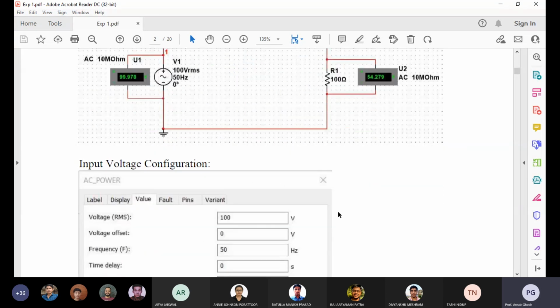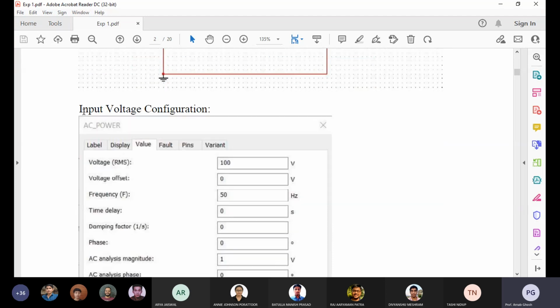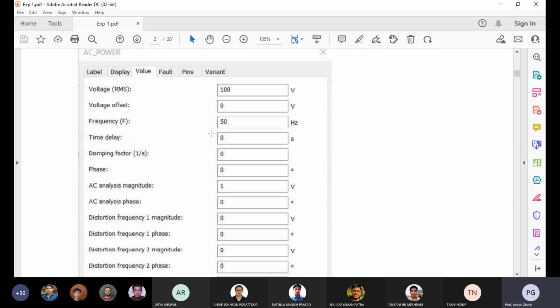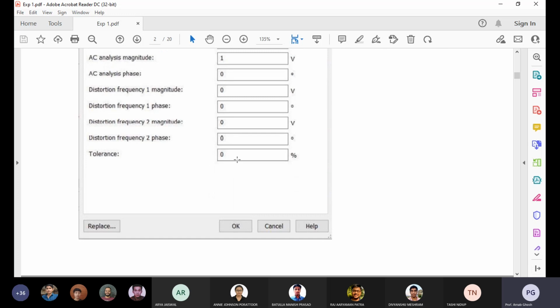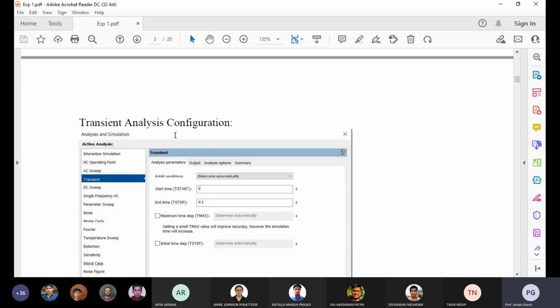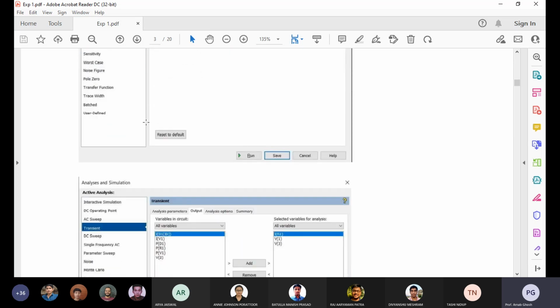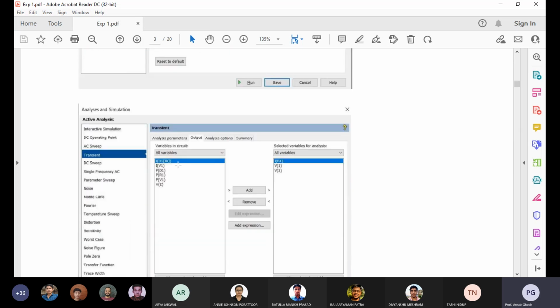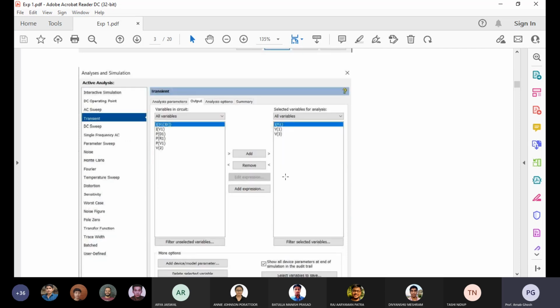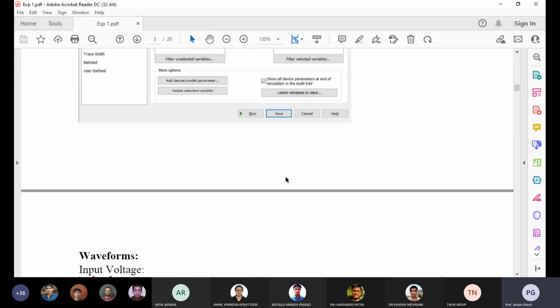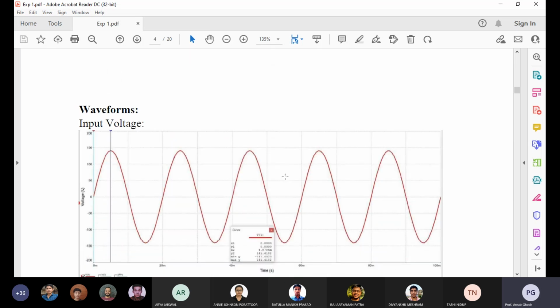So for this study, what are the parameter values for the input voltage configuration? Everything is given: the input voltage parameters, then the transient analysis configurations. You can see from here, everything is given. Based on these parameters we will plot them: input voltage, output voltage, and output current. Here you can see the input voltage waveform, 100 volt RMS.